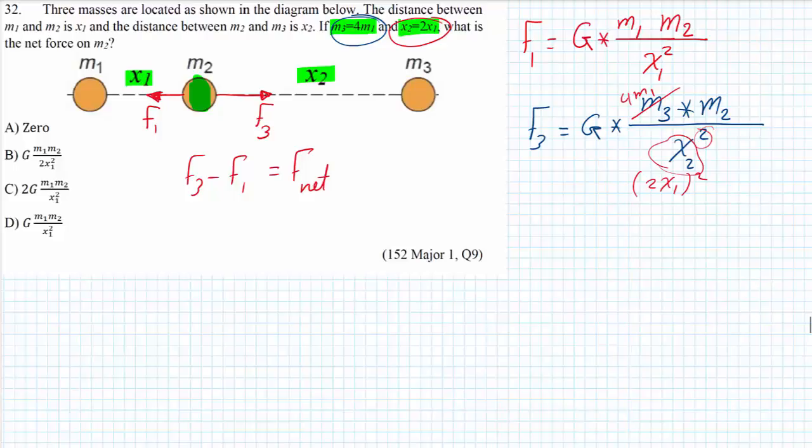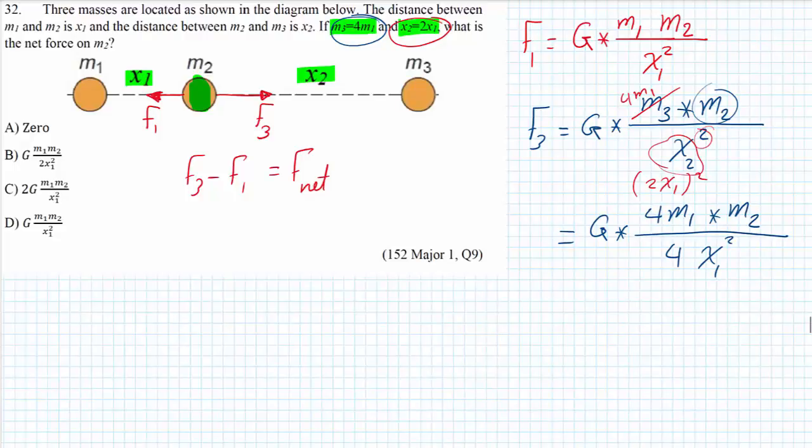So let's substitute and rewrite it again. It's G times 4 times M1 times M2, divided by x2 squared, which will be 2 times x1 all squared, which we can write as 4 times x1 squared.